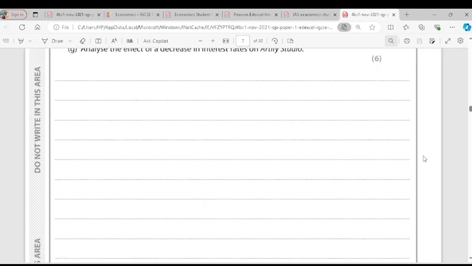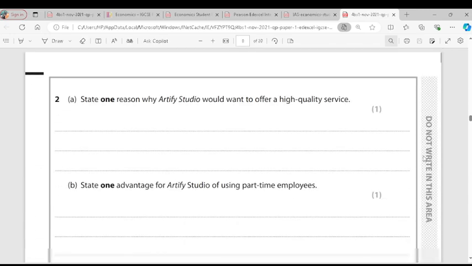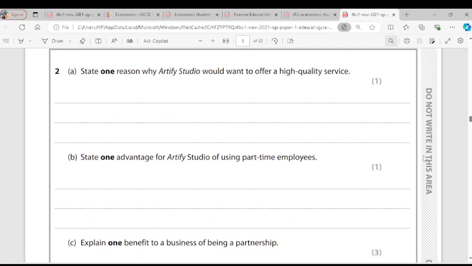So let's go to question 2. Are you there? Yes. Question 2. State one reason why Artify Studio would want to offer a high quality service. High quality service will bring about customer loyalty. If your products are good, if your services have greater quality, customers will come back to buy from you. So a high quality service will bring about customer loyalty, which means customers will return to buying from Artify. Is it clear?